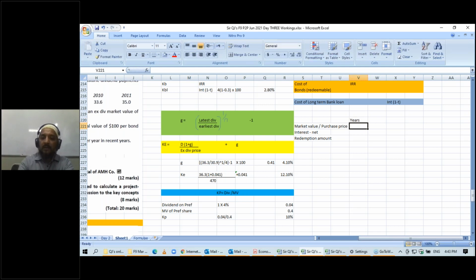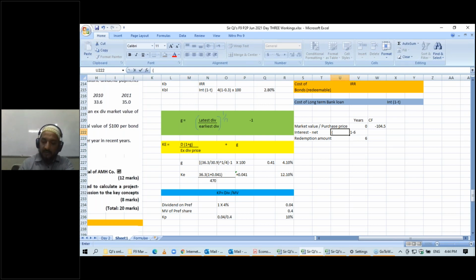So the years. The market value of the bond, this much amount will be invested at year 0. The market value of one bond will be taken in the cash flow column, and the cash flow is minus 104.5 because this is the payment amount. Then interest will accrue till 6 years because the life of the bond is 6 years. And then by the end of the 6th year, the investor will receive the redemption amount.